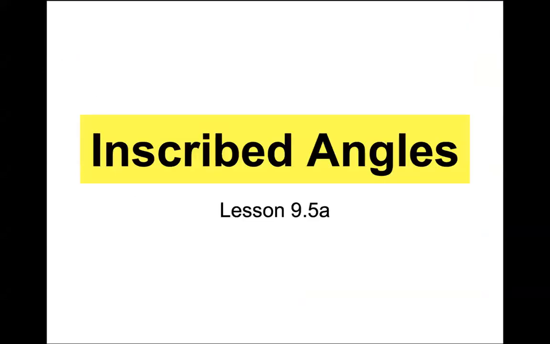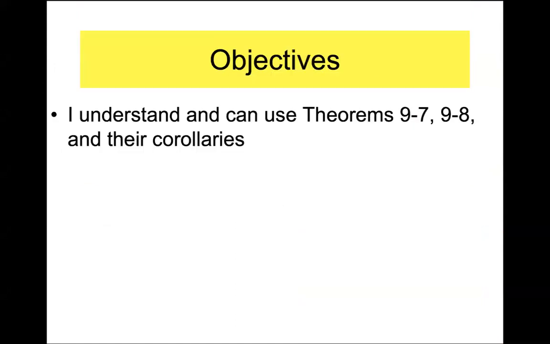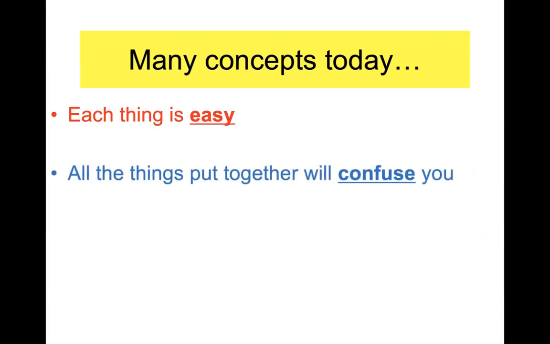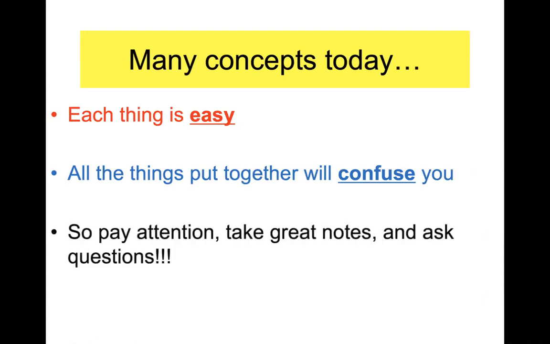All right, here we go. So inscribed angle. Ooh, a new type of angle today. All right, so many concepts today. Everything is fairly straightforward, and I would dare say easy, but there's a lot of it. There's 5 basic shapes, and when I put all 5 together, it can be slightly confusing, so take great notes, pay attention, and ask questions if necessary.